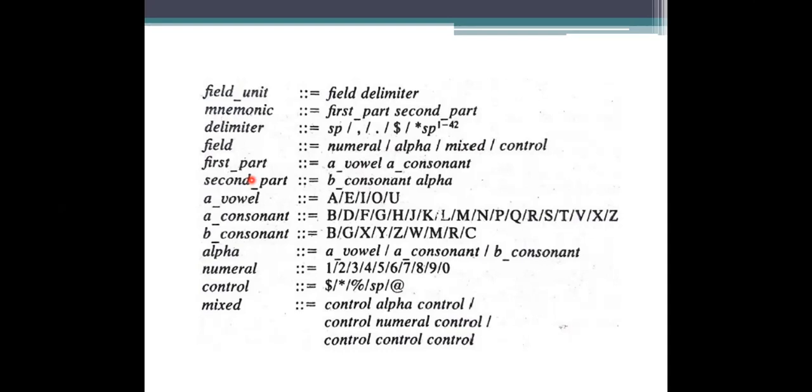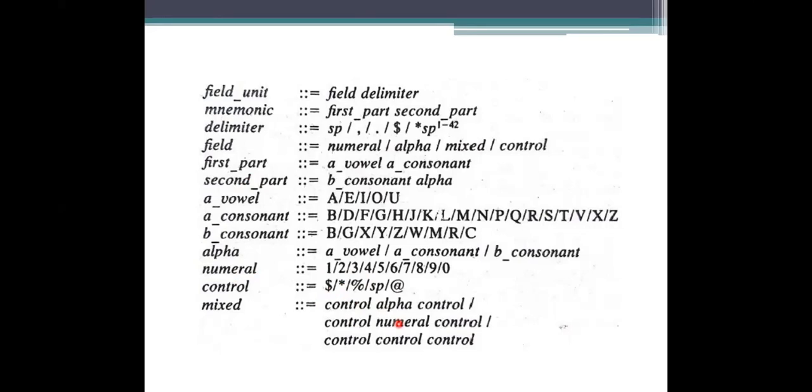Okay. And then next, what is an alphabet? Alphabet means we can write a vowel, a consonant, and then B consonant set. And what are numerals? Numerals means 0 to 9 will be taken into account. What are the control statements we are using? We are using delimiters and the next control statements. What is the mixed version? It means control, alpha control, and the next control, numeral control. And the next control means how many mixed values will be there? There will be 3 such mixed values there.